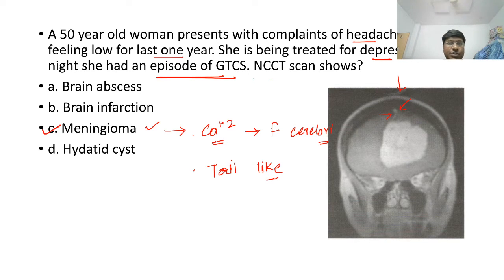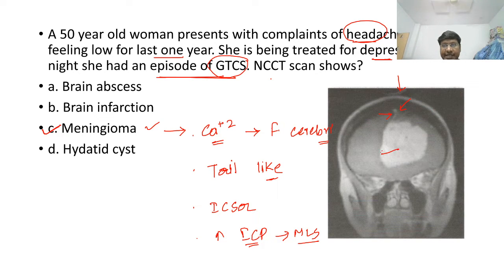But now the question is, why is this patient presenting with GTCS? Why is this patient presenting with headache? Because the tumor is so large, it is an intracranial space occupying lesion, and it is causing raised intracranial pressure. Because of raised intracranial pressure, the individual can have headache and GTCS, and it is almost causing midline shift. You can see that here.